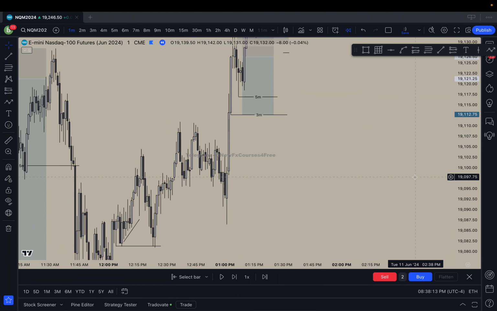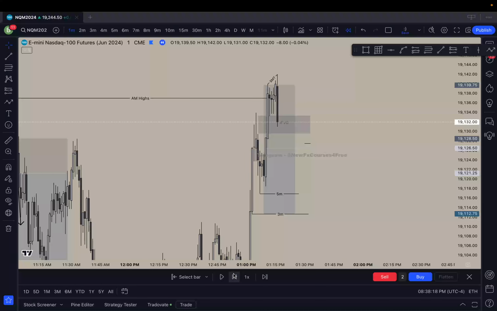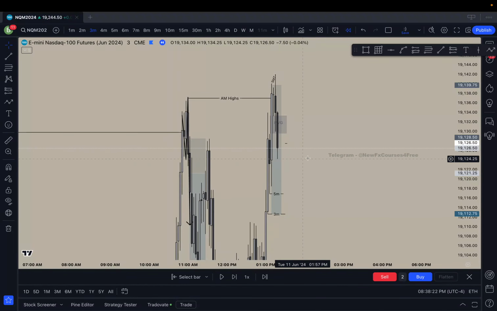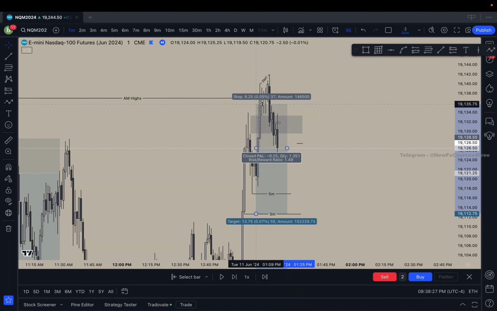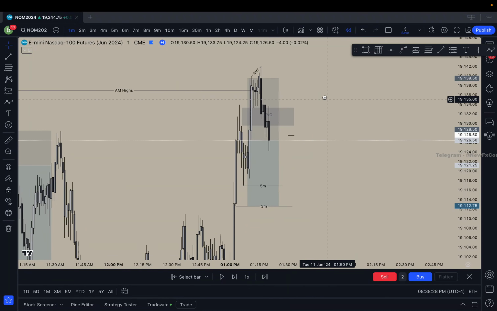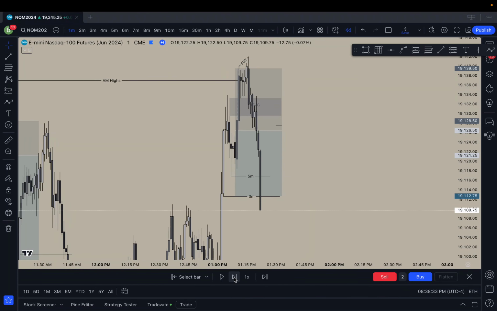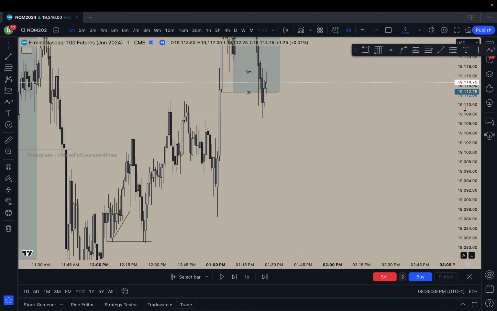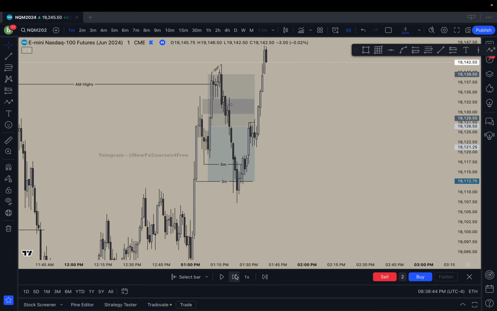Because we need to rebalance price after taking liquidity. Super simple concept, right? Wait for the 3 minute to get inversed. The 3 minute gets inversed, I'm in right here. I'll put my stop loss probably at a closure above or whatever, or I think I put it here for a 1-to-1. And then boom, you get your 1-to-1. And then since your bias is obviously not right because we're at all-time highs, this ends up getting break-evened.